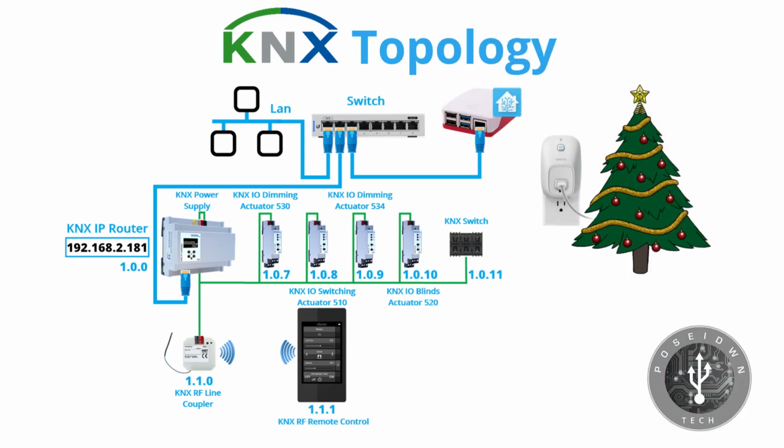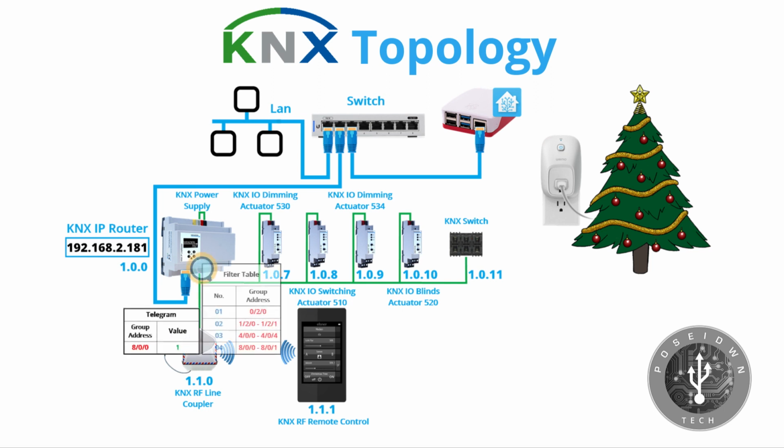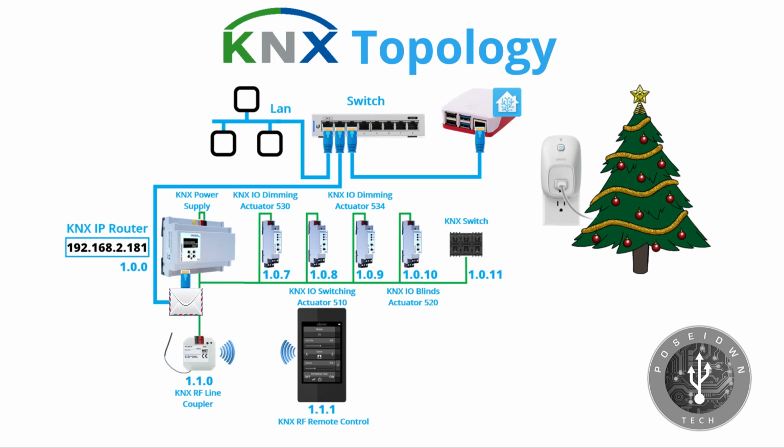The goal for today's episode is to control my Christmas tree lights by tapping the on-off buttons of my KNX RF Remote Control. KNX devices are communicating using group addresses. When, for example, I tap on the on button of the KNX RF Remote Control, a telegram is created containing the group address and the value 1 switch on, and this telegram is sent to bus. RF line coupler receives the telegram and checks if the received group address is inside its filter table. Since the group address is listed in the filter table, it is routed to KNX IP router, and it will reach Home Assistant over IP.